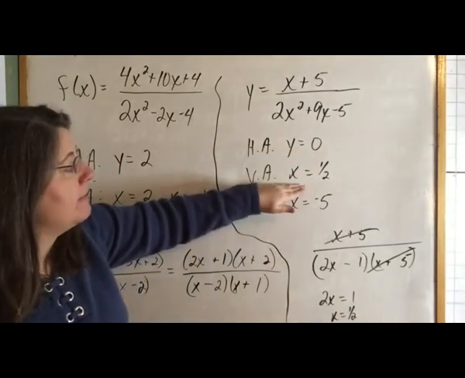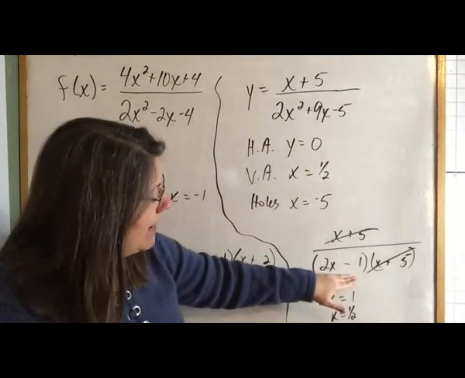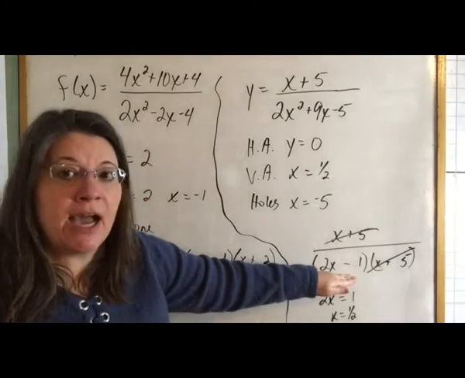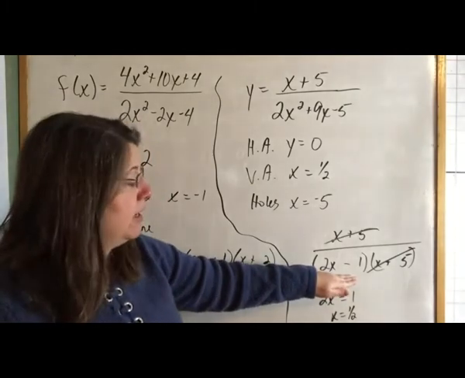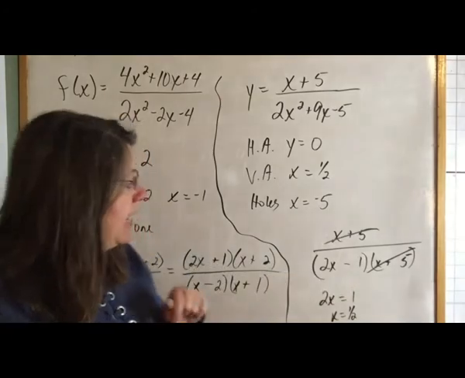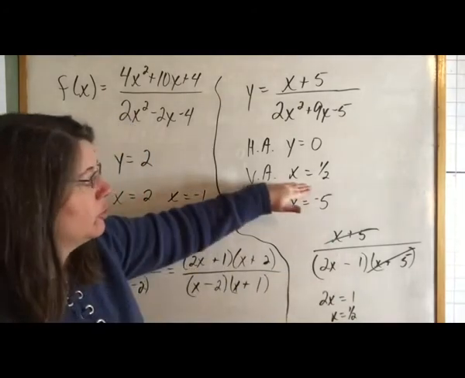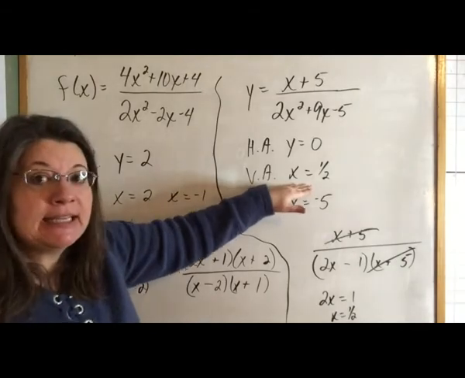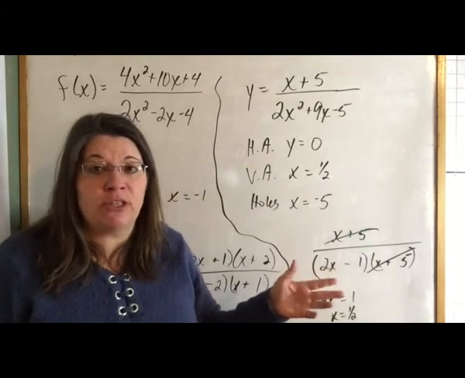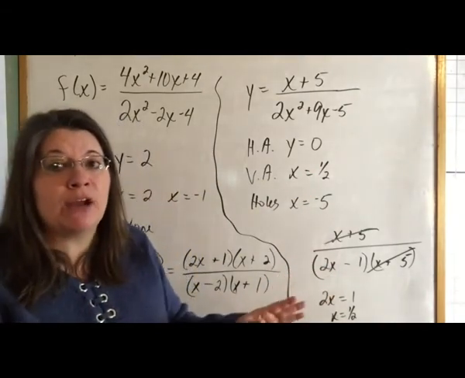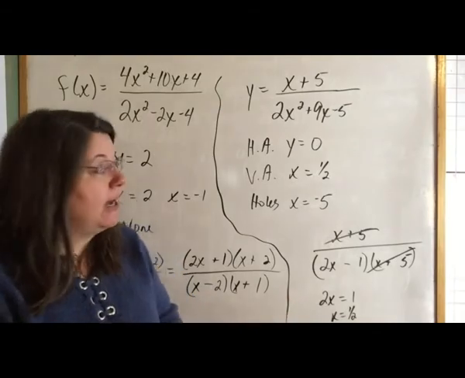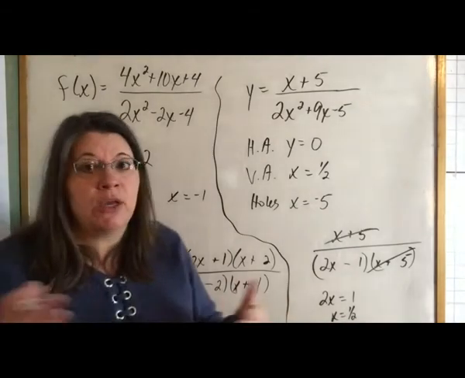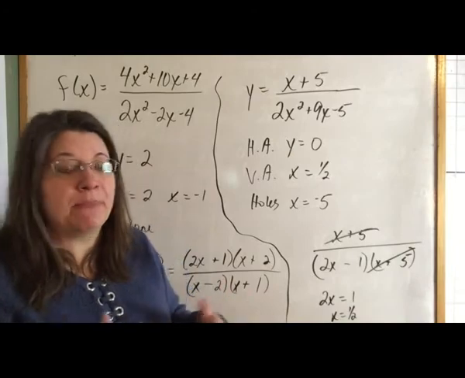And then my vertical asymptote would be what I get when I set the factor that did not cancel out of the bottom equal to 0. When I set that equal to 0, I get x equals 1/2. So my vertical asymptote is at x equals 1/2. And again, it's fine to have an asymptote that's a fraction. That's going to happen sometimes. There's no way around getting fractional asymptotes either. So a lot of different stuff can happen.